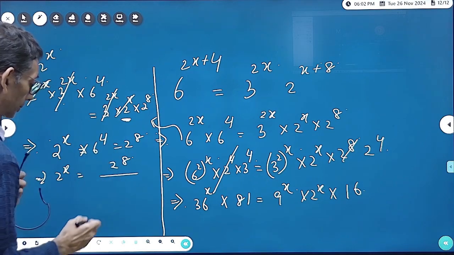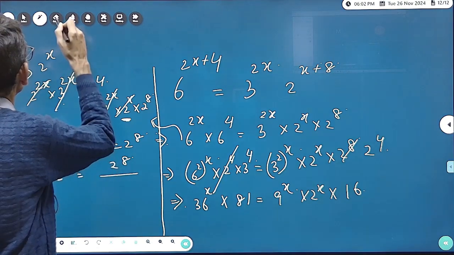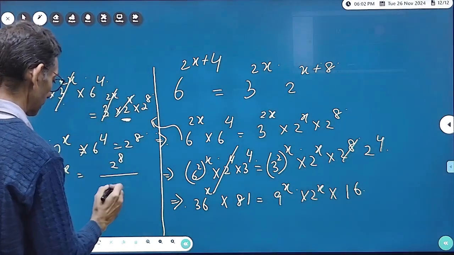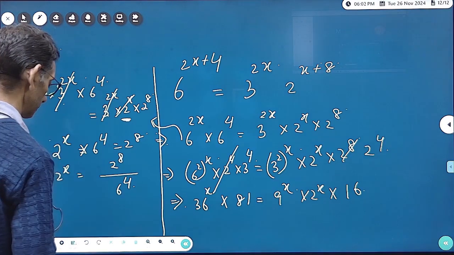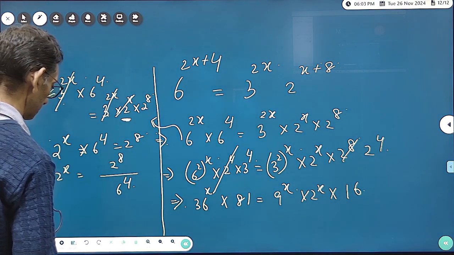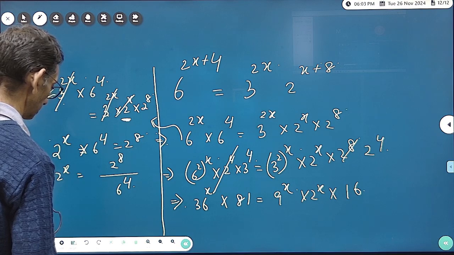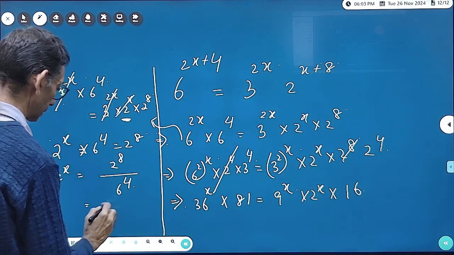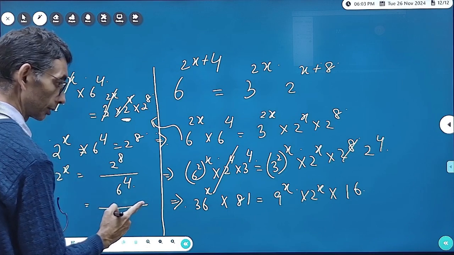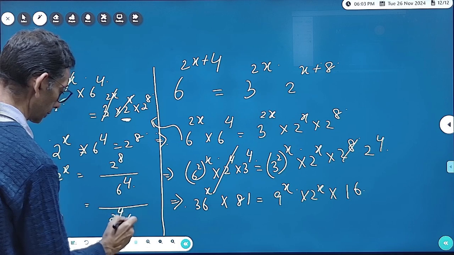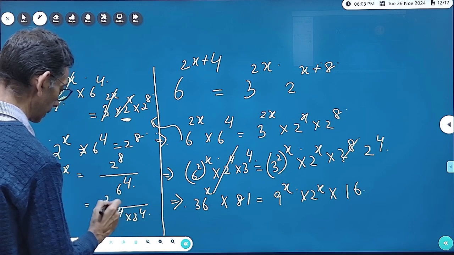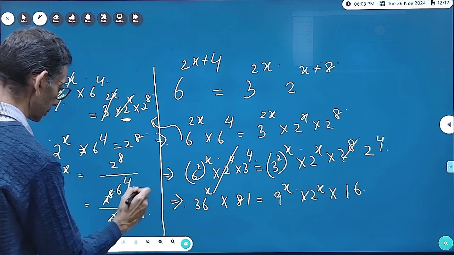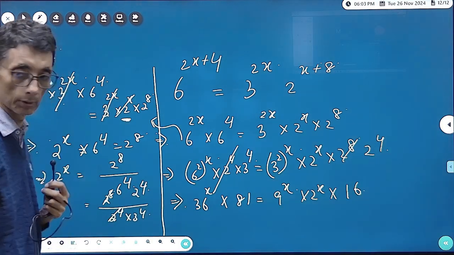Into 6 to the power 4, I have written it down. 6 to the power 4 into 2 to the power 8, and into 6 to the power 4, all into 2 to the power 4. This is the side. 6 to the power 4 means 2 into 3, right? 2 to the power 4 into 3 to the power 4 into 2 to the power 8. Cancel 2 to the power 4, and 2 to the power 4 will remain, right?